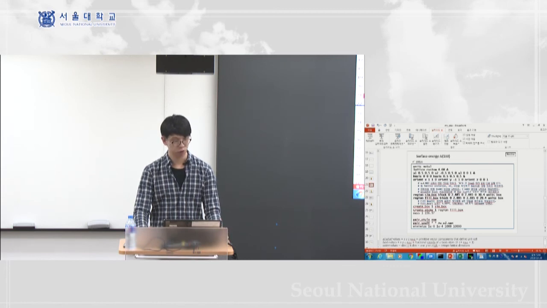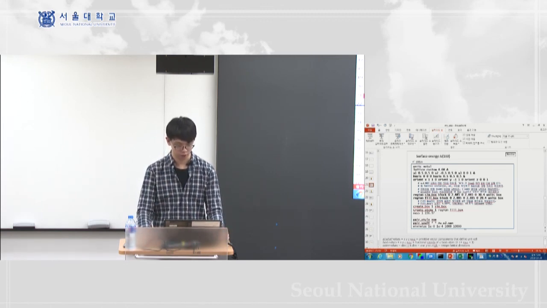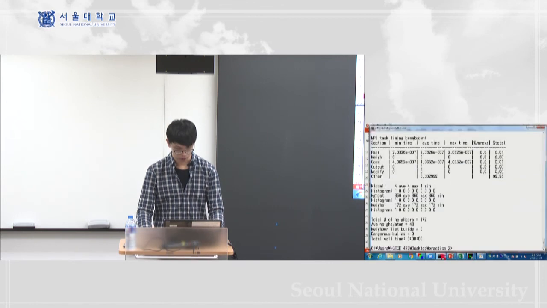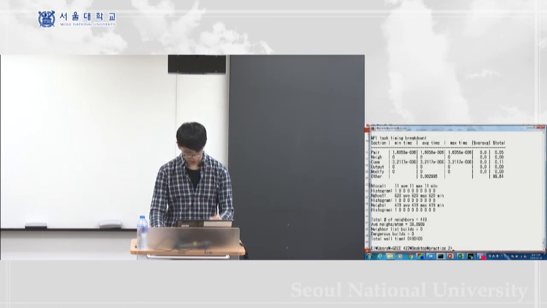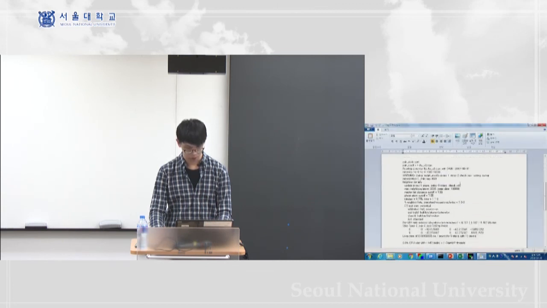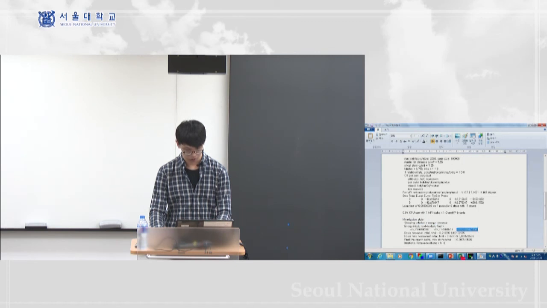Or if this is too complicated, you can create the structure file as in the previous examples and just read this structure file. If that's what you want, either way is okay. So once you create this input file, you can calculate the structural energy here.